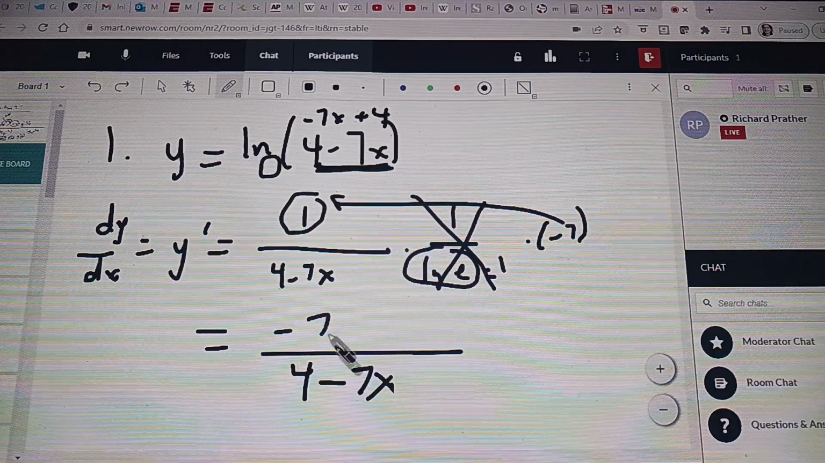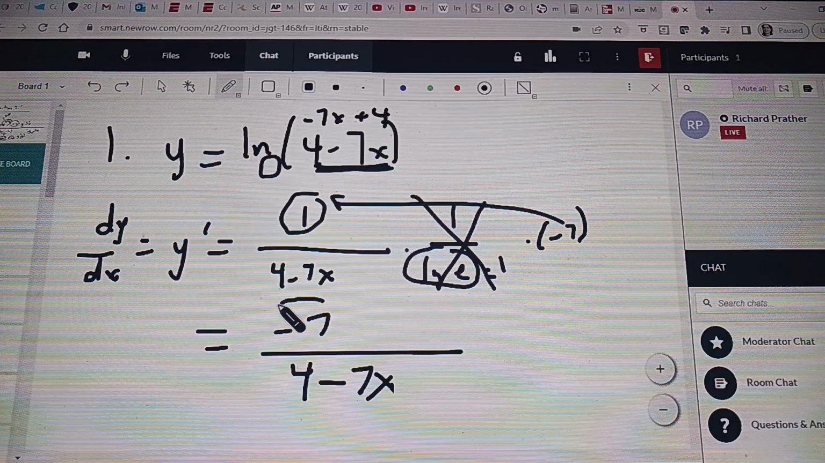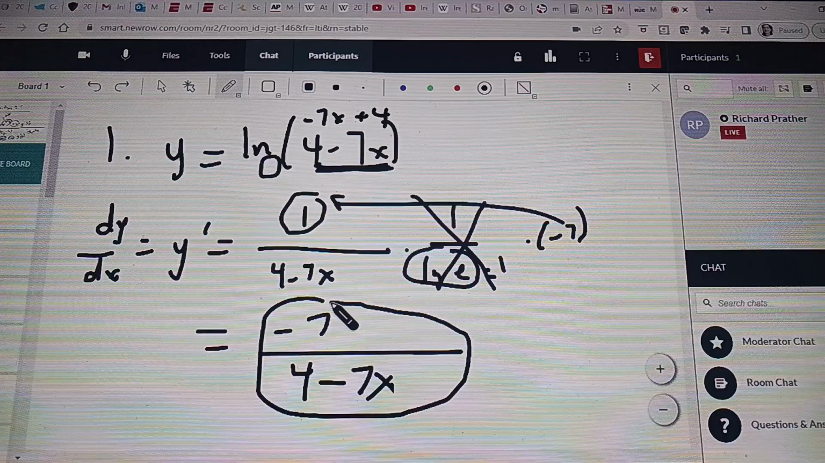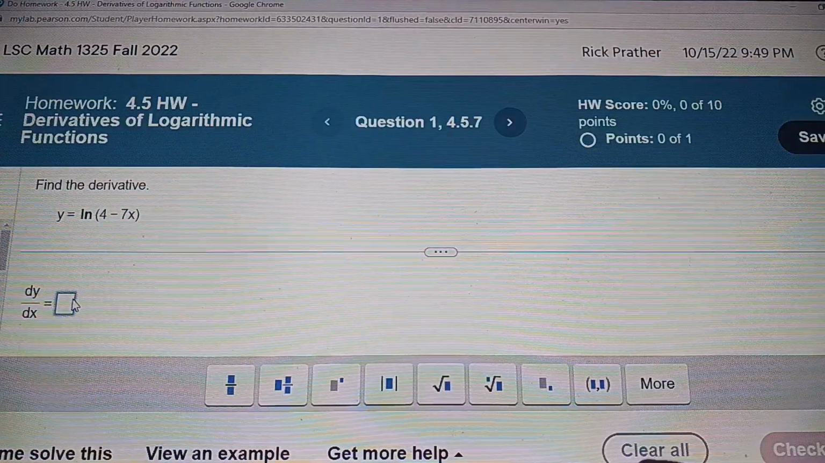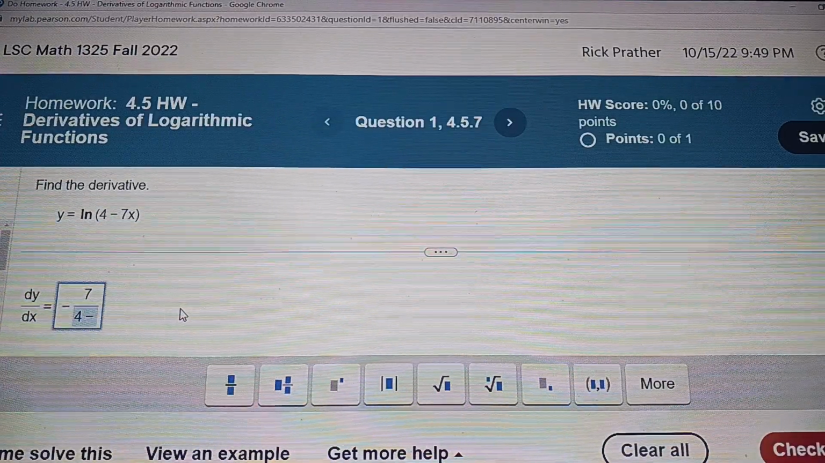And these negative 7s don't cancel because this subtraction here prevents that from happening. You can only cancel individually if you're doing it through multiplication or division, not across pluses or minuses, addition or subtraction. So negative 7 over 4 minus 7x.